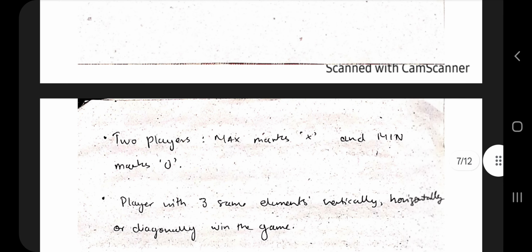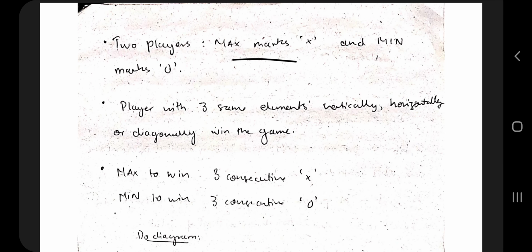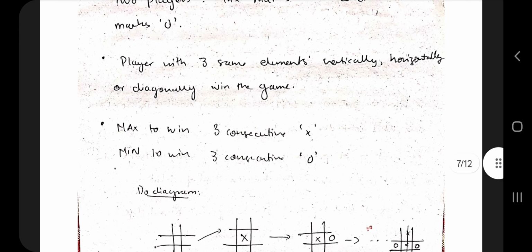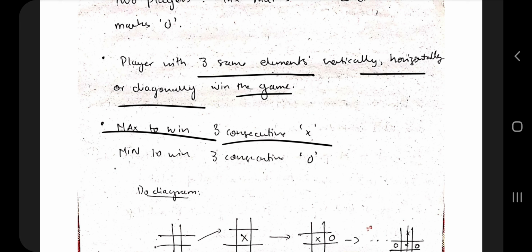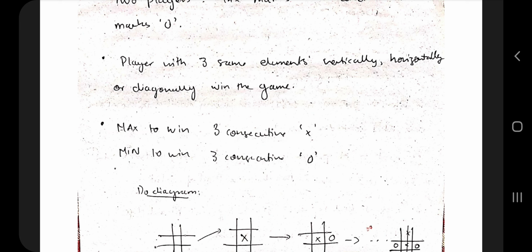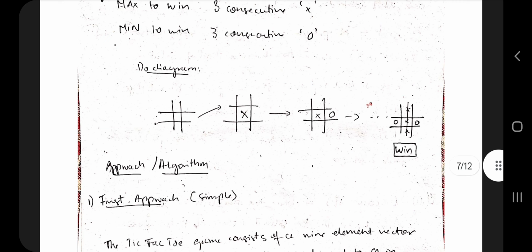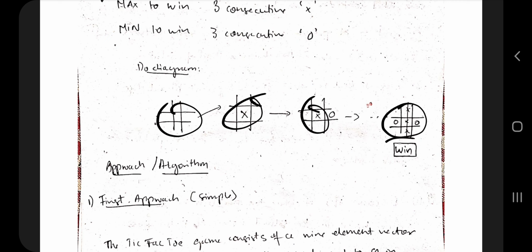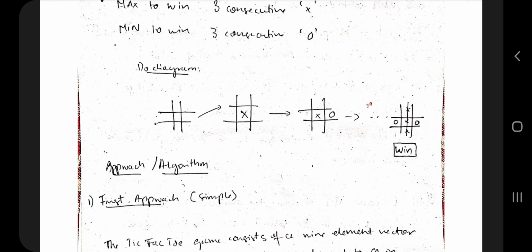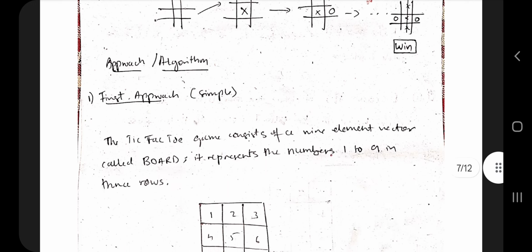Okay, then what we have is 2 players, max and min. Max and min are 2 players, max marks x and min marks o. The player with 3 same elements vertically, horizontally or diagonally wins the game. Max wins with 3 consecutive x, min wins with 3 consecutive o's. So the diagram also you can make, put x here, o here, and finally when x or o becomes 3 consecutive, it's a win, or else it's a draw. I have told you 3 approaches are there.